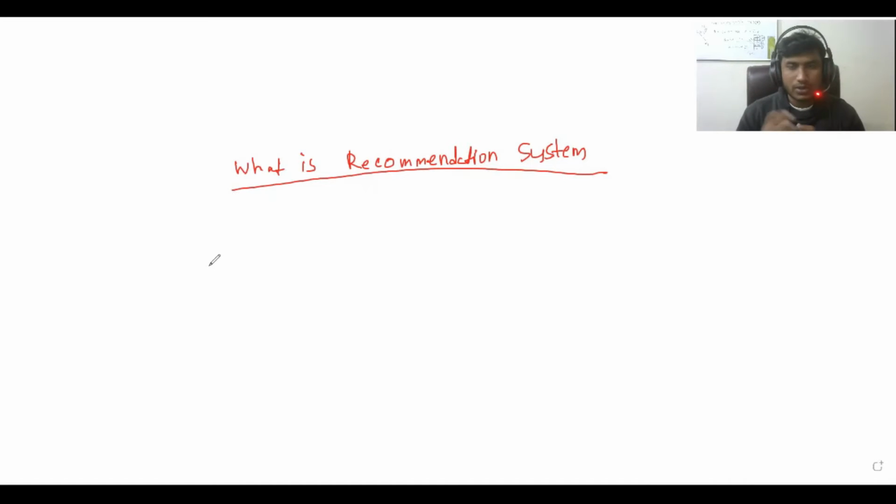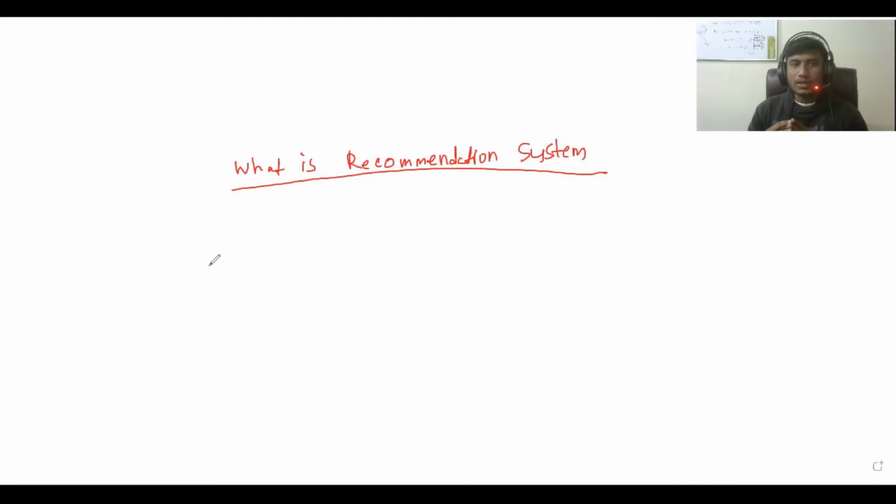So recommender system is nothing but a kind of system which can recommend any kinds of products or any kinds of content based on your usage behavior, based on your choices, okay.